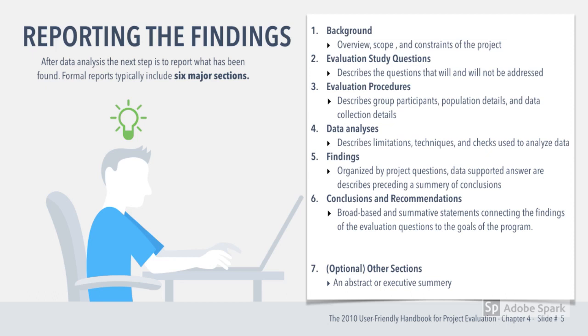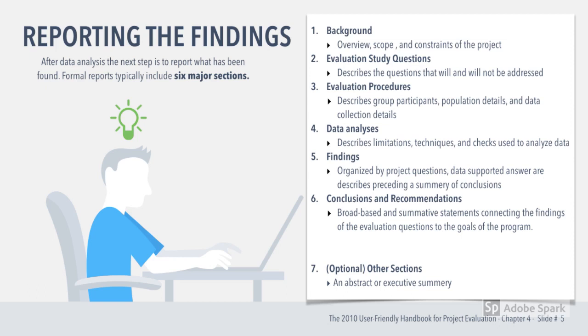The background section describes the overview, participants, scope, and constraints of a project. Secondly, an evaluation is based on the need for specific information, and this section describes the questions that the study addressed, as well as points out the questions that could not be addressed due to certain circumstances.